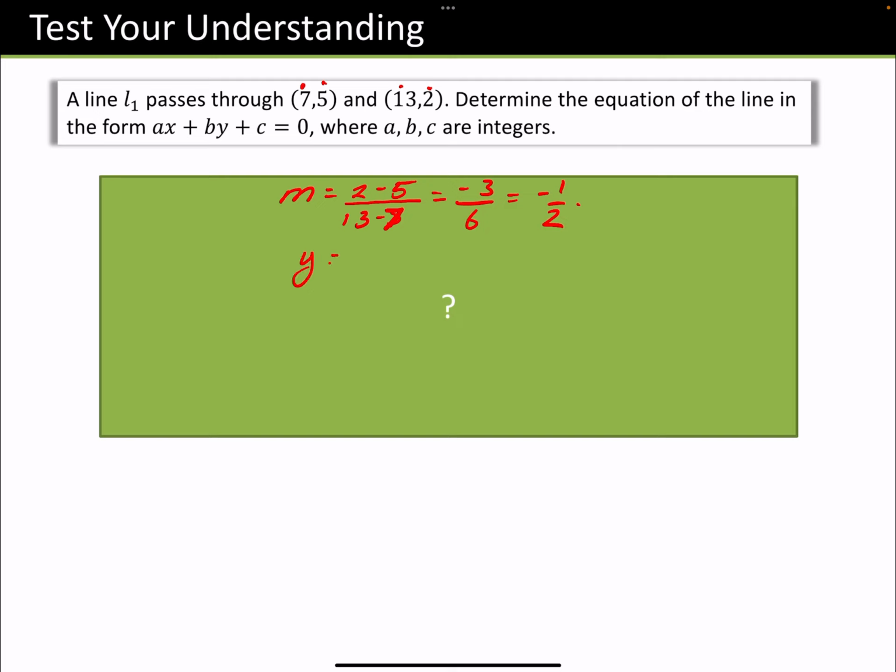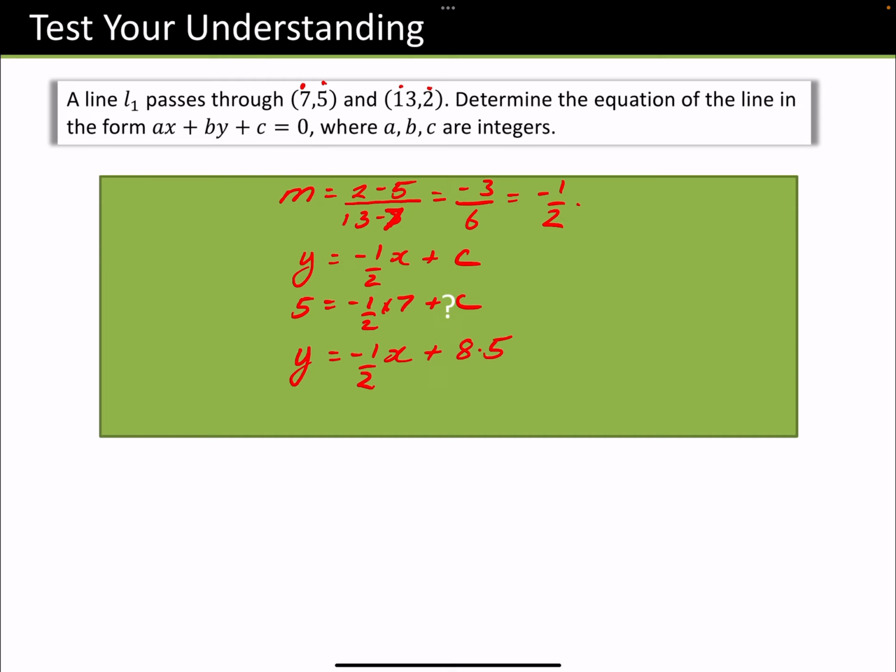So I've got y equals minus a half x plus something. I'm going to substitute in what I know, so I'm going to pop that 7 and 5 in. So 5 equals minus a half times 7 plus something. Okay. So minus a half times 7 is minus 3.5. So how do I get from minus 3.5 to 5? Well, I need to add on 8.5. So y equals minus a half x plus 8.5.